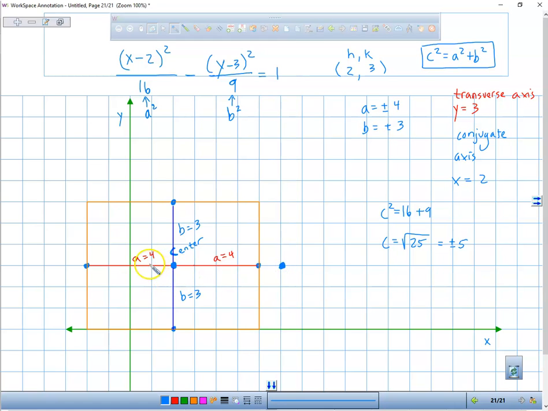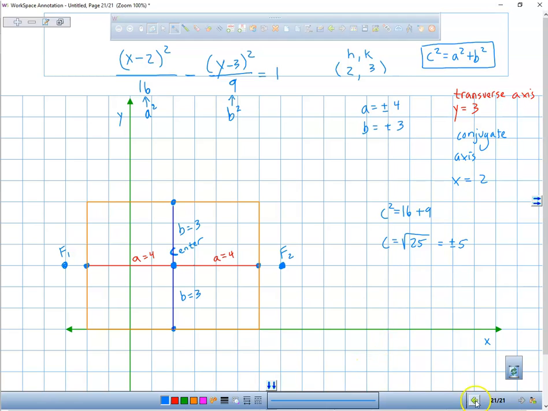From here, it goes 1, 2, 3, 4, 5, right there. So could you please call this focus 1 and focus 2? So this is we'll call this focus 1, we'll call this focus 2. So how do we actually draw the hyperbola? So this is where our asymptotes come in.